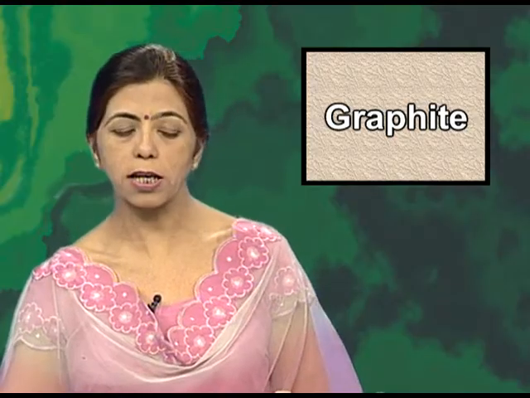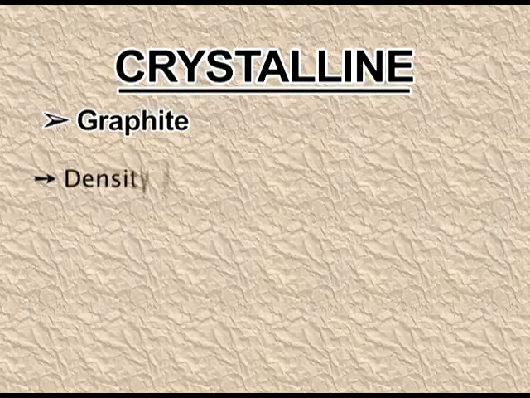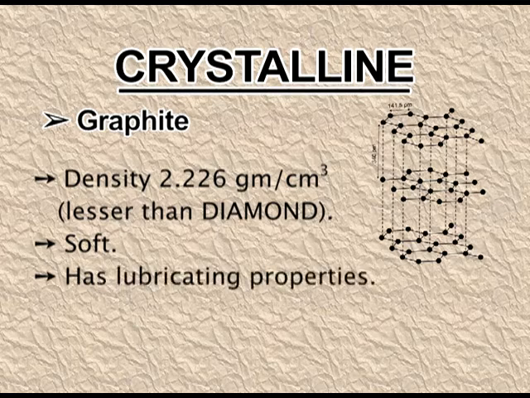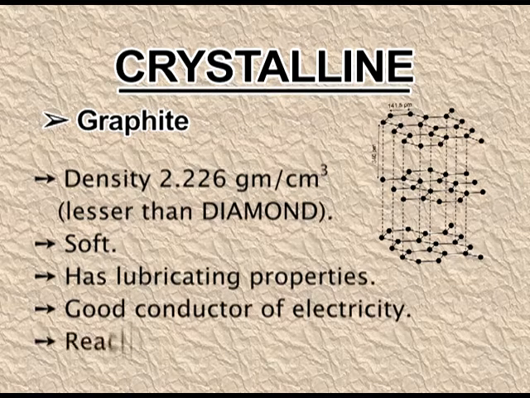Now we'll study about graphite. Graphite, another allotropic crystalline form of carbon. Its density is 2.226 grams per centimeter cube, lesser than diamond. Graphite is soft, has lubricating properties. It is a good conductor of electricity and is reactive. Now again, all these properties of graphite will be explained through its structure.